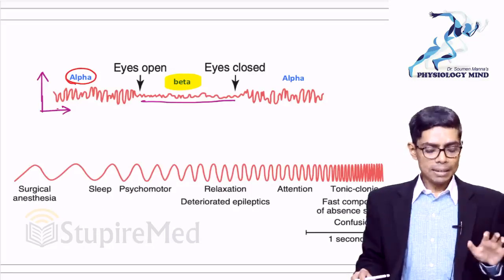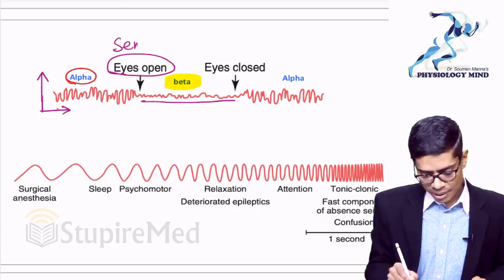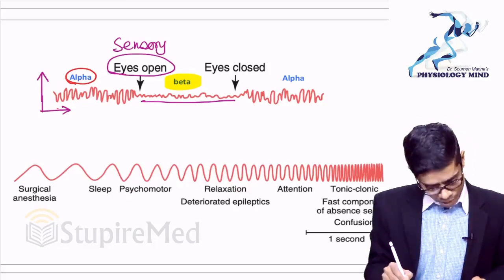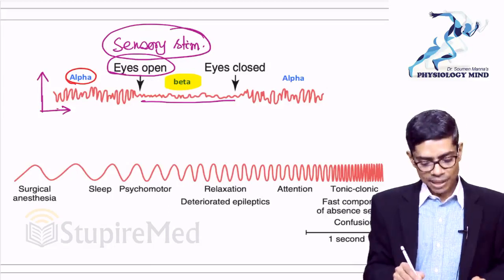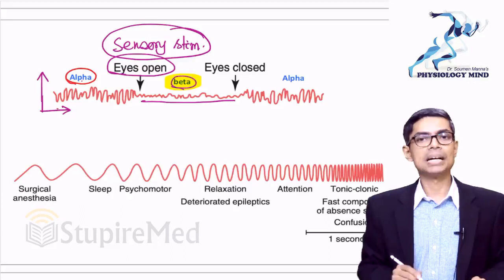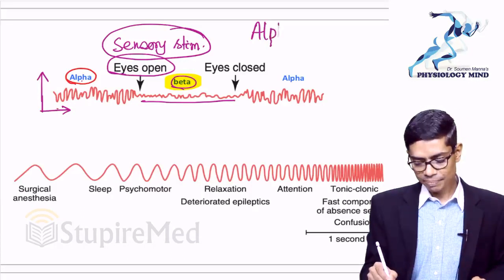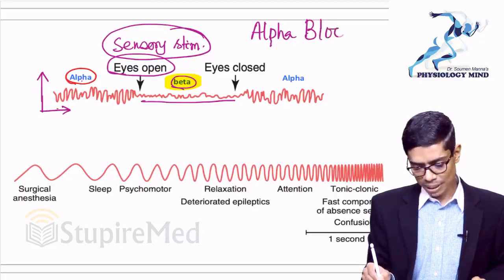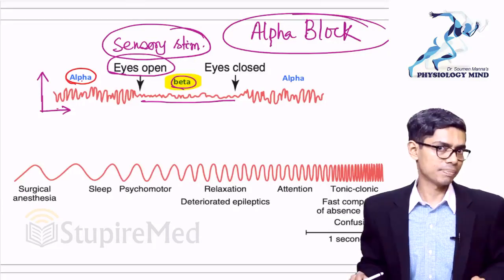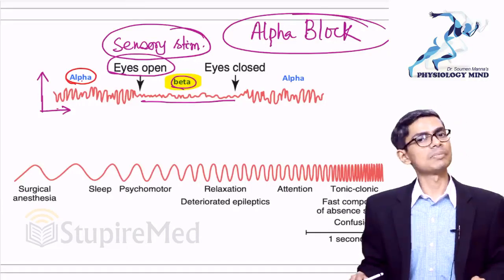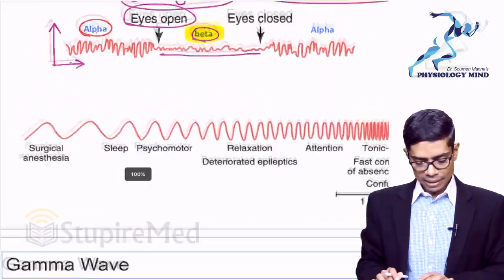So in presence of eye open, in presence of sensory stimulus or sensory attention, what is happening? Alpha wave is converted into beta wave. This is known as alpha block phenomena. Simple, it can be given as an image based MCQ. Okay. Now on the other hand, come to this second diagram, right?